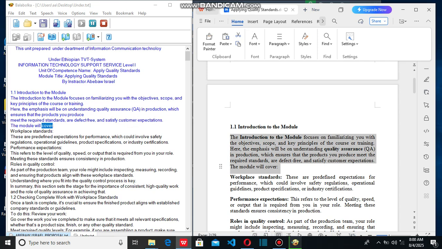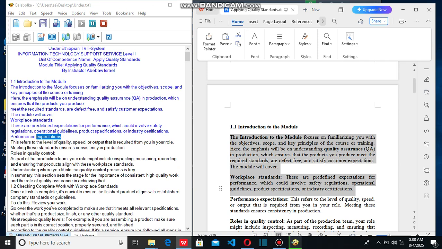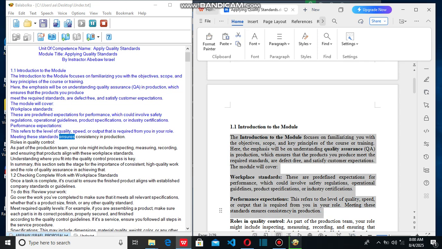The module will cover workplace standards. These are predefined expectations for performance, which could involve safety regulations, operational guidelines, product specifications, or industry certifications. Performance expectations. This refers to the level of quality, speed, or output that is required from you in your role. Meeting these standards ensures consistency in production.